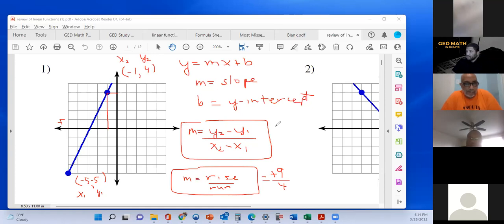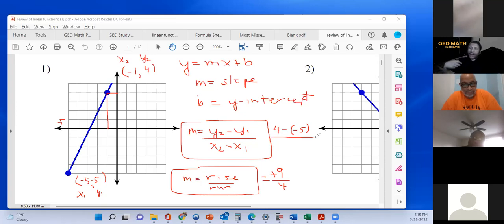Y2 is negative 4. Minus 1. Remember, y2 minus, what's y1? Minus, y1 is negative 5. Minus negative, negative 5.